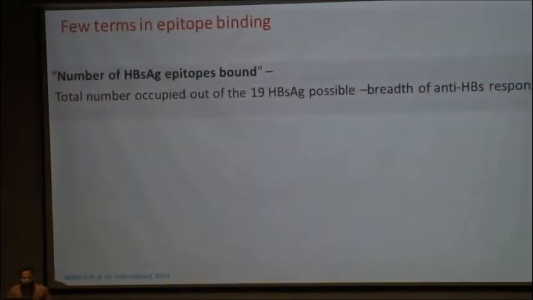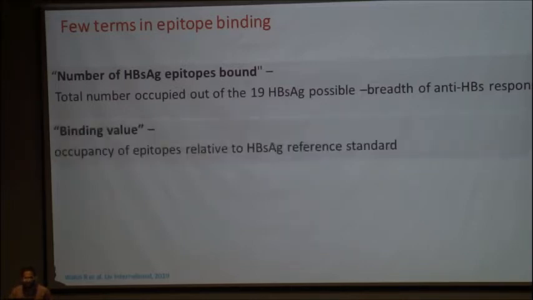So a few more terms in epitope binding. Number of HBsAg epitopes bound: it is the total number occupied out of these 19 possible HBsAg epitopes. This tells us the breadth of the anti-HBs response, on how many epitopes the anti-HBs is acting.